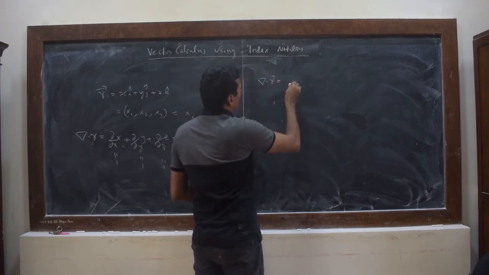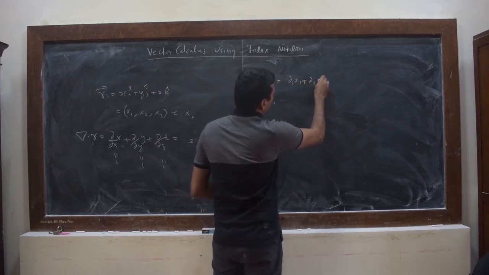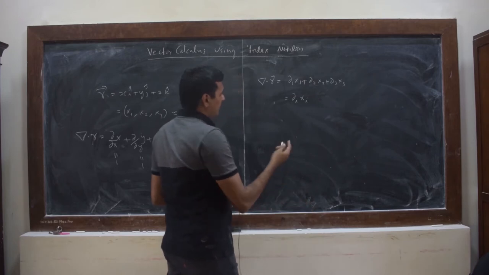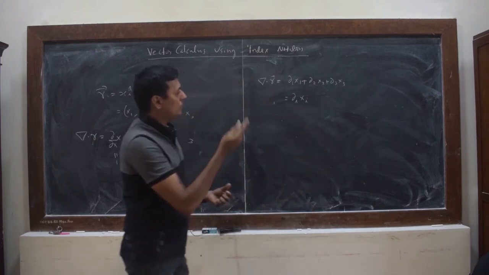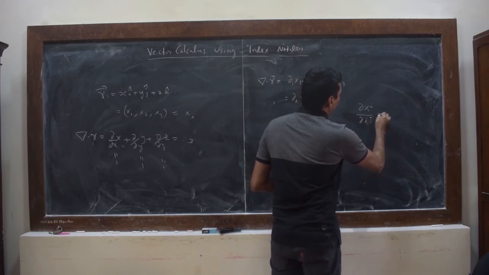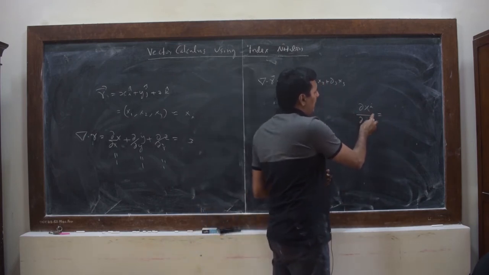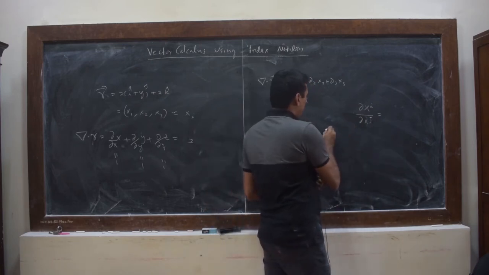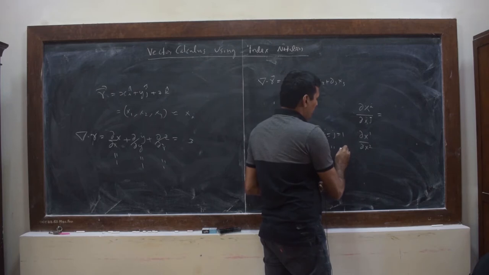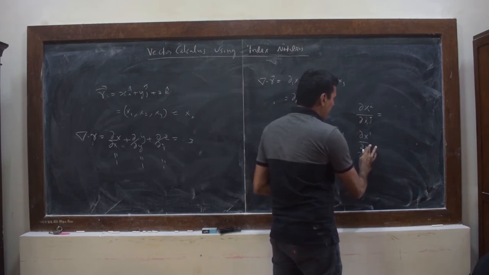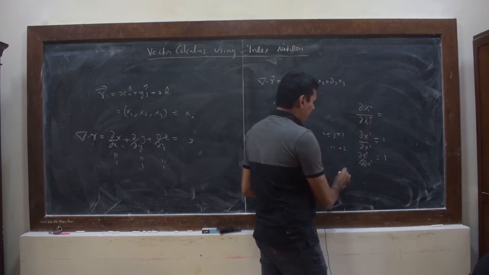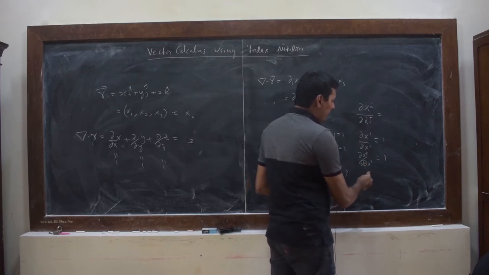In our notation, del dot r is equal to del 1 x1 plus del 2 x2 plus del 3 x3, or basically del i xi. Before I go further, what is del xi by del xj? Suppose i and j are equal. If i equals j equals 1, you get del x1 by del x1, which is 1. If i equals j equals 2, del x2 by del x2 is also 1. If i equals j equals 3, you get del x3 by del x3, which is equal to 1.